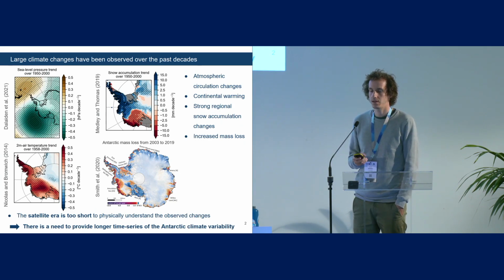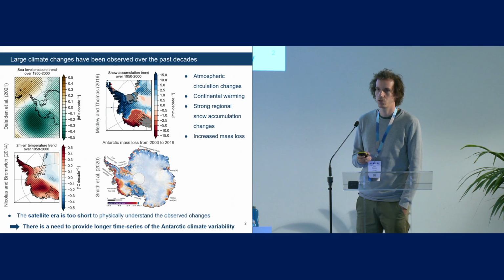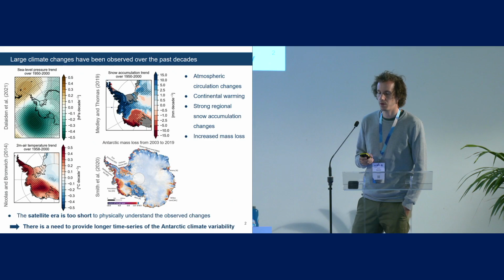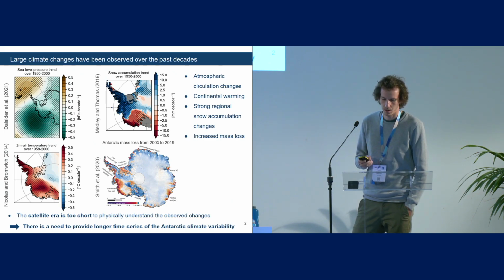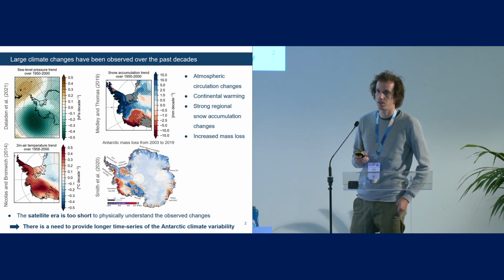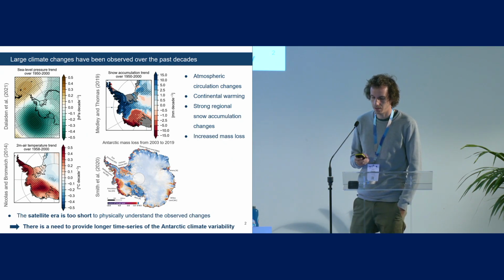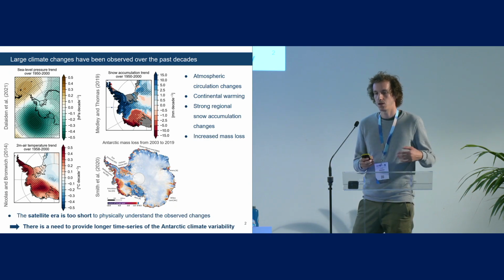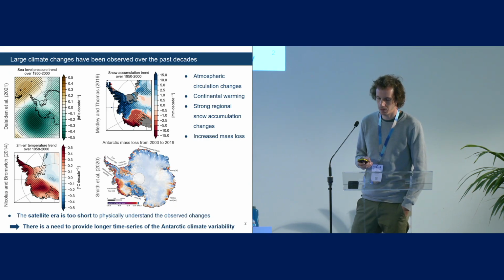And the instrumental-based temperature reconstruction also show strong changes. So it suggests that there is a large widespread warming with two very hot spots, which are the peninsula and the West Divide. And last but not least, we also observe a strong increase in mass loss due to the basal melting, so to the ice shelf melting, because of the intrusion of warm water masses beneath the ice shelf.